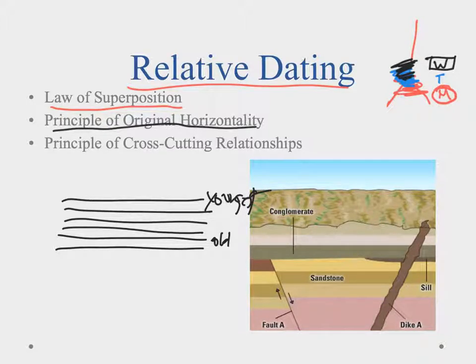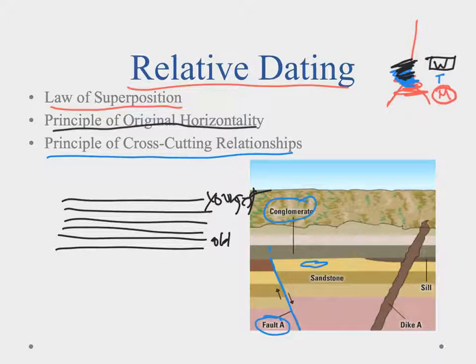And then our third and final principle is this principle of cross-cutting relationships. And that one makes a lot of sense if we look at the picture. What we're basically saying is if we look at this fault here, we have fault A. Notice that fault A is going to break through these layers, but not this one here. So that means that for it to break through, the layers had to be there before it. So that'll allow us to say that this conglomerate layer is going to be younger than this sandstone layer because the fault doesn't go through it.